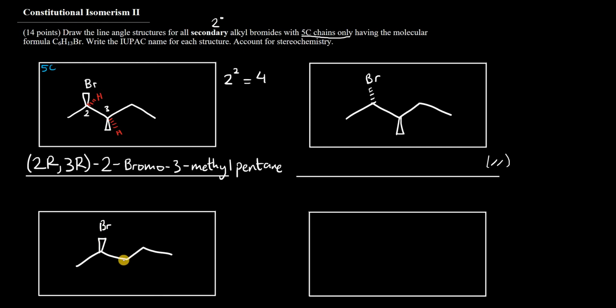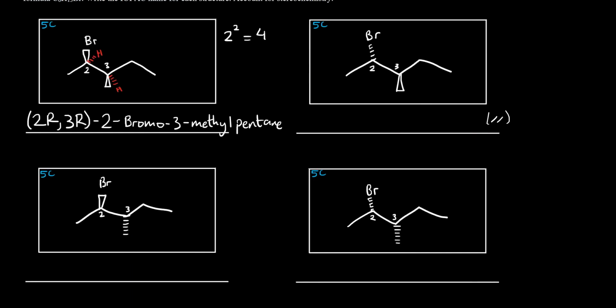Let's put the methyl at carbon 3 on a dash. The last combination is to put both substituents on dashes. We still haven't done that. So we put the bromine on a dash and the methyl at carbon 3. So we have wedge wedge, dash dash, dash wedge, wedge dash, 4 different combinations.